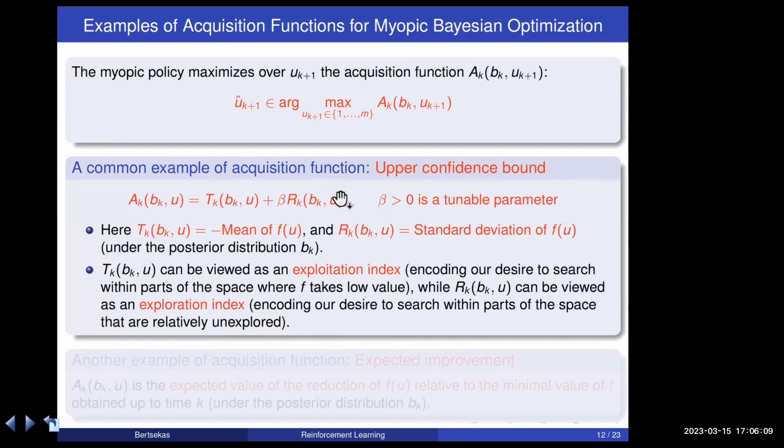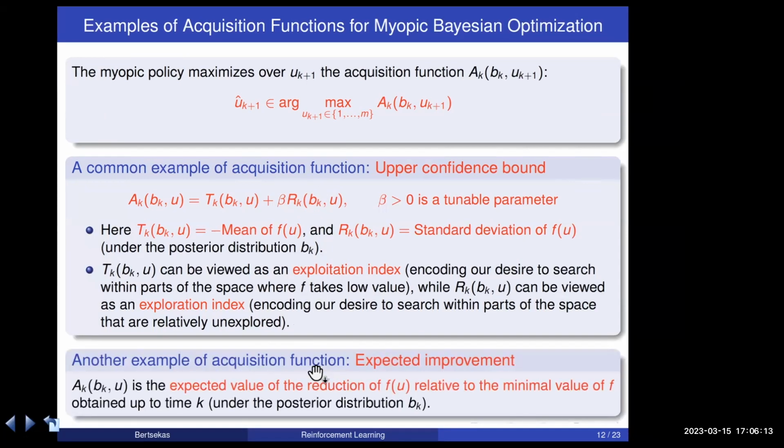Now, this is one example. There are several acquisition functions in the literature. Another example is the expected improvement, where for every u, this is the expected value of the reduction in cost function that we are going to obtain relative to the minimum value of f that we have obtained so far, again, under the posterior distribution.